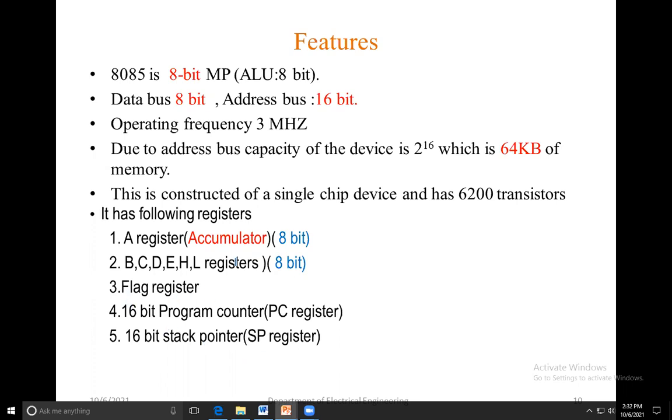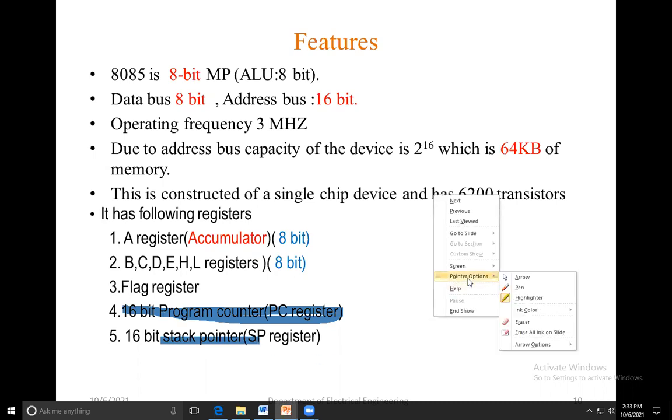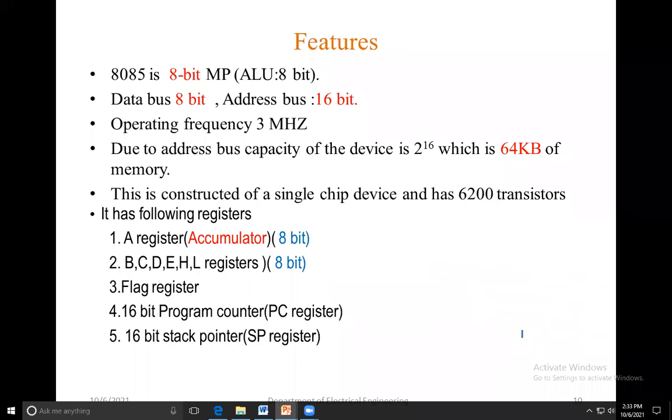We discuss the flag register in the next slide. Next is the program counter. This is a very important part in your programming. Program counter and stack pointer: how many bits are there? These are 16 bits.